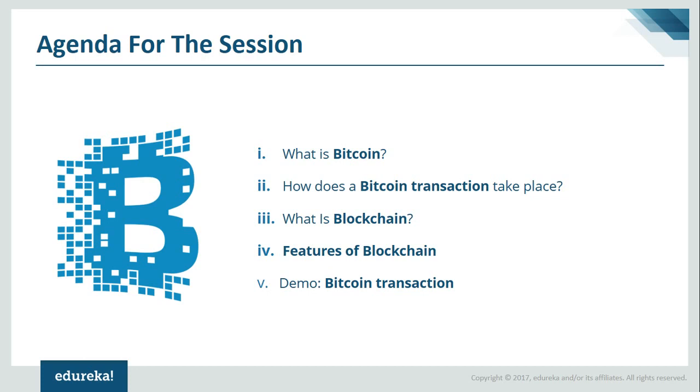Now, moving on with respect to today's session, we'll begin by first understanding what is Bitcoin as well as how does a Bitcoin transaction take place. Then we'll talk about the core technology that helps us perform Bitcoin transactions, which is the blockchain technology. Once you've understood this, we'll talk about the various features of blockchain which make it a revolutionary technology which can be used across different domains apart from the banking or transaction domain.